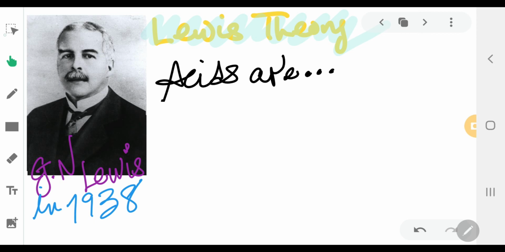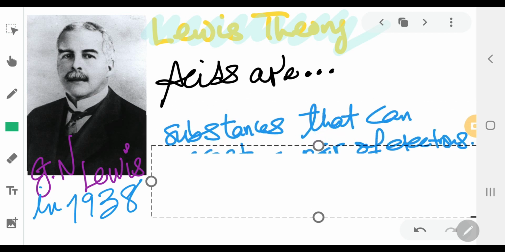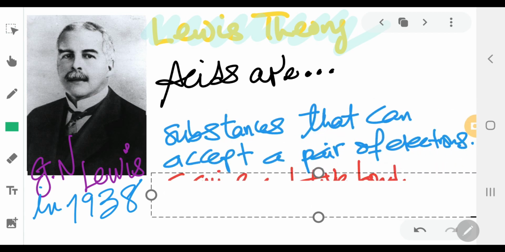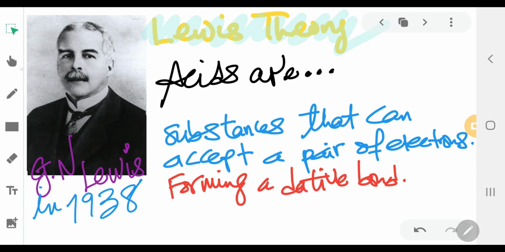So basically, based on Lewis' theory, acids are substances that can accept a pair of electrons. Therefore, they will be forming a dative bond. Different from what we have done in Bronsted-Lowry, where acids are species that donate proton. For Lewis theory, acids are substances that can accept a pair of electrons.